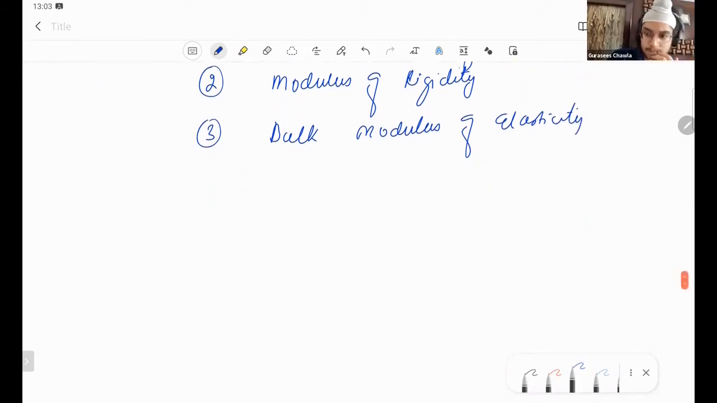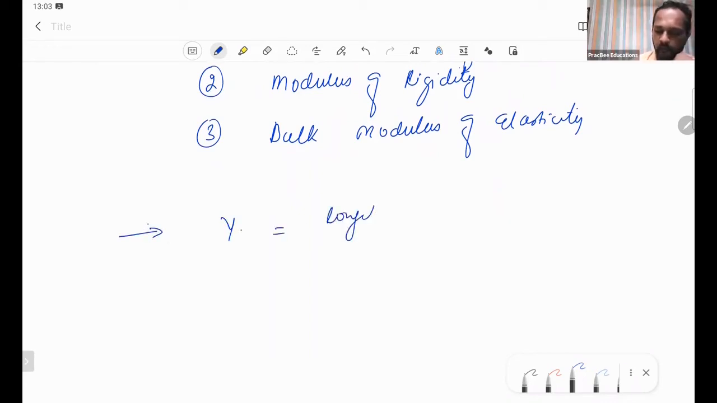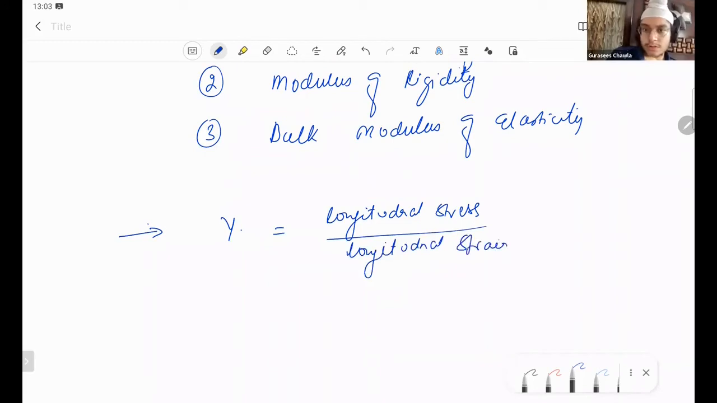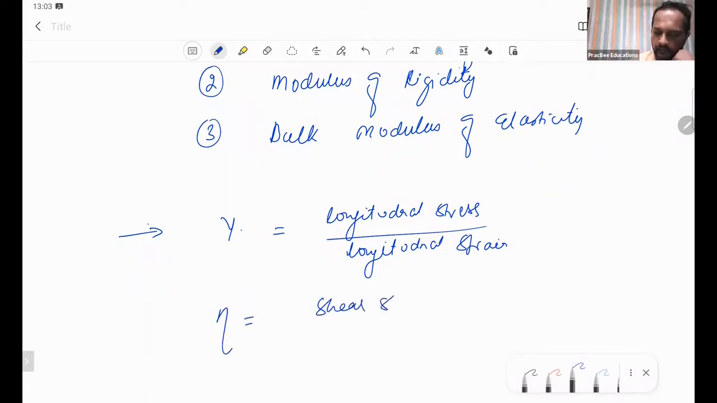ठीक है. तो what is Young's modulus? तो Young's modulus is longitudinal stress by longitudinal strain. Okay. Modulus of rigidity, that is shear stress upon shear strain. क्या से represent करते हैं modulus of rigidity.